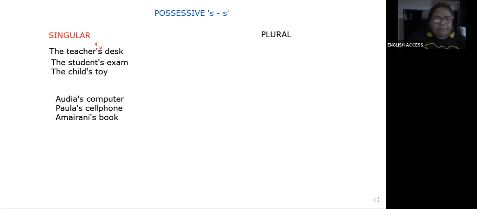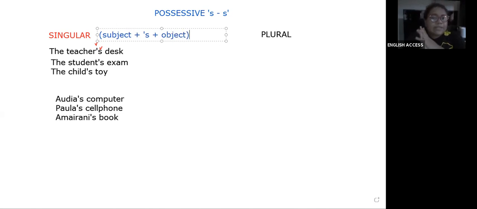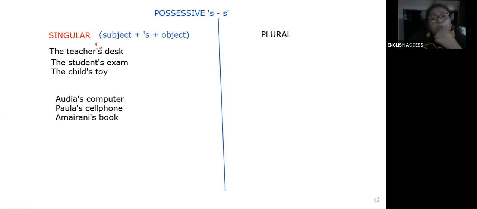We're gonna use the blue, okay? Okay, what is the formula for this? Okay, we have the subject. Who is the subject? The person that possess, see? The person, the student, the teacher, the child, Audia, Paula, Amairani, you are the subject. Plus apostrophe S plus the object. This is the formula, okay? Subject, apostrophe S plus object. Always like that, okay? Now let's continue with the plural.